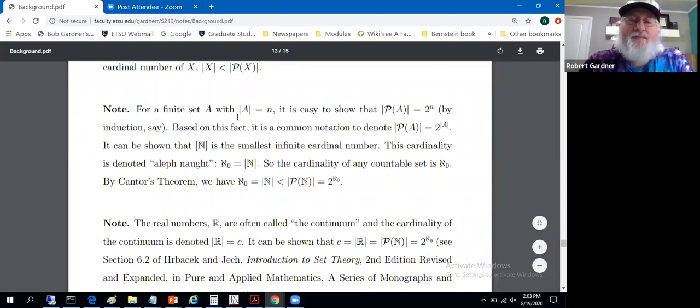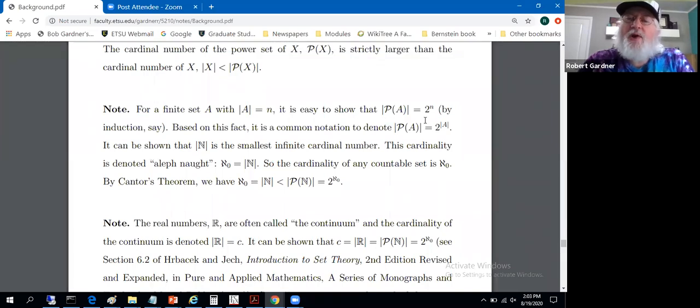For a finite set, say the cardinality of set A is n, a natural number, it's easy to show the cardinality of the power set is 2 to the n. You can use induction to show that. You can use counting arguments to show that. I think you can even use the binomial theorem to show that. Based on this fact, it's common notation to say the cardinality of the power set of A is 2 to the cardinality of A. Don't read too much into it, it's just a notation. But it's a notation motivated by the behavior of sets of finite cardinality.